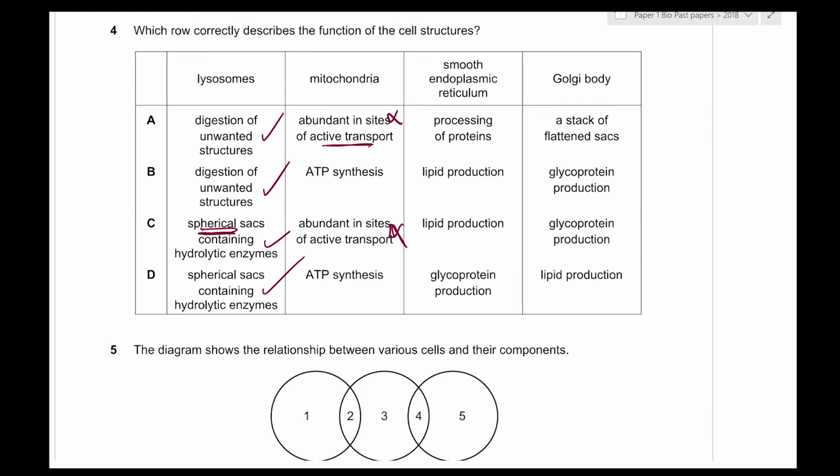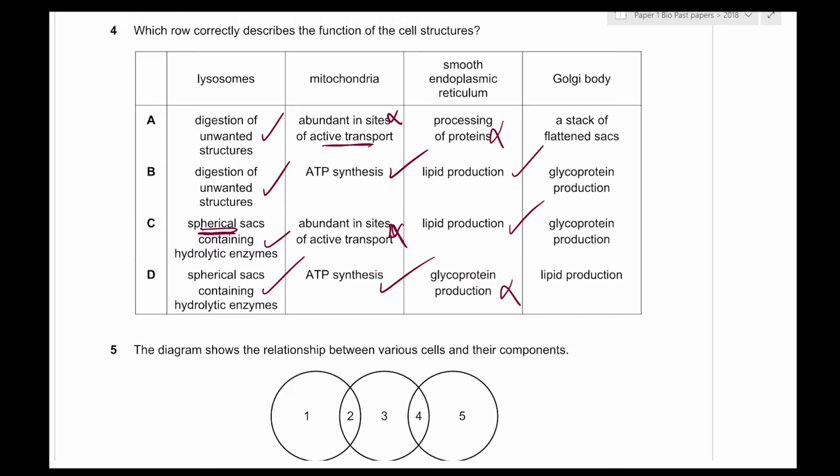Now, here for ATP synthesis, this is correct. Now, let's continue for B. Smooth endoplasmic reticulum. Now, the function of smooth endoplasmic reticulum is that they synthesize lipids and steroids. Therefore, they're responsible for lipid production. Obviously, processing proteins is incorrect and glycoproteins are incorrect too. Now, Golgi body, as we all know, modifies and packages proteins into Golgi vesicles, which could be secreted through the cell surface membrane by exocytosis.